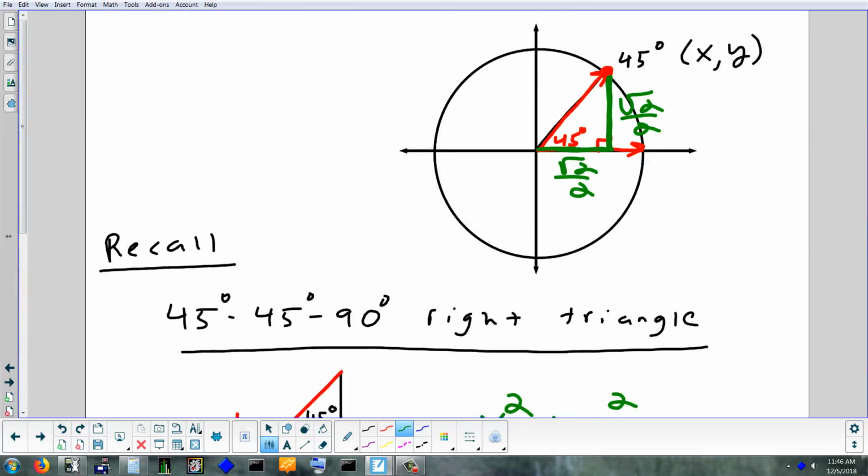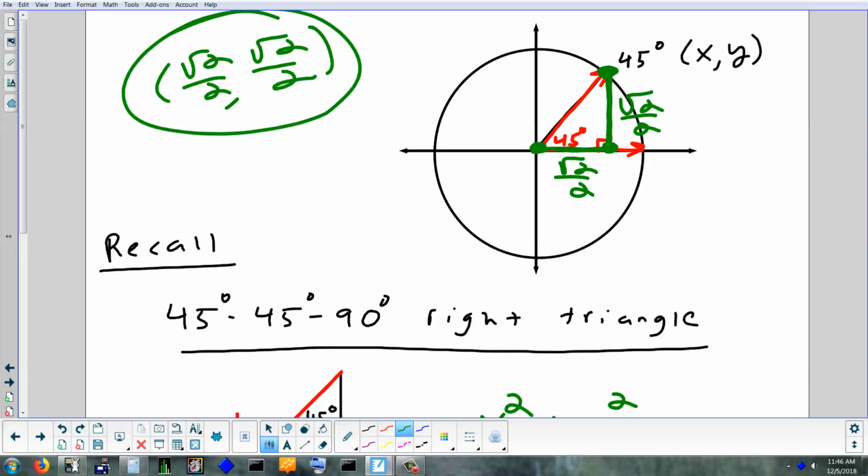So does anyone have a guess what the coordinate would be to get from here to here? How far over do you go? And then how far up do you go? 1, 2. Is that what it is? Well, how long is it from here to here? Square root of 2 over 2. Can you just say it again? Square root of 2 over 2. And then how long is it from here up to here? Same thing. That's the coordinate for 45 degrees.